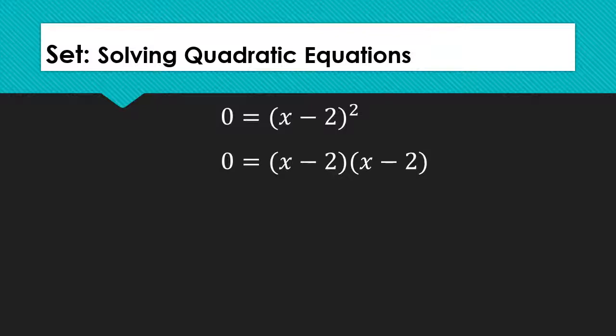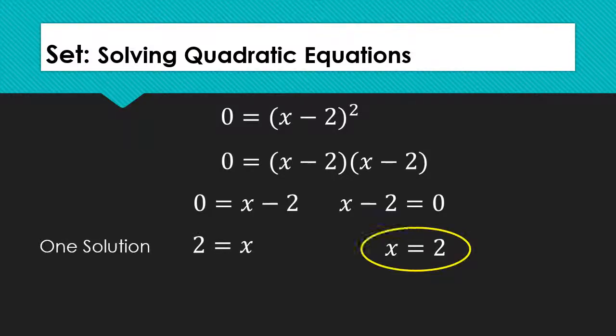In the next example, we have a binomial that's squared, which, just like any other power, means that the base is our factor. So we have x minus 2, and we're multiplying that times itself. So we have x minus 2 times x minus 2. We're setting each factor equal to 0 and using inverse operations to find the values of x. Notice that for each of these, we end up with a solution of x equals 2.